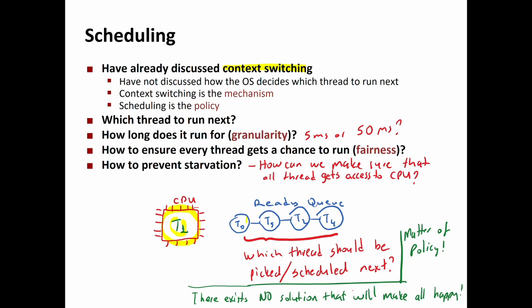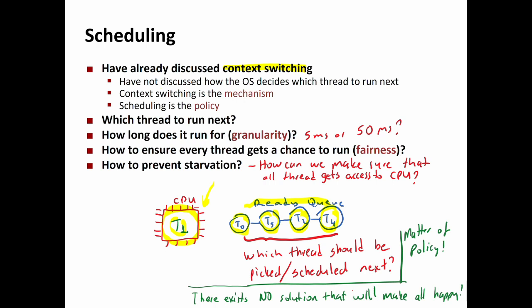And we have this ready queue, and on this ready queue we have a number of threads that are ready to run, okay? And when the timer goes off, the operating system has to decide which one of these threads in the ready queue should be picked. Now, picking a thread to execute on the CPU, that is called scheduling.